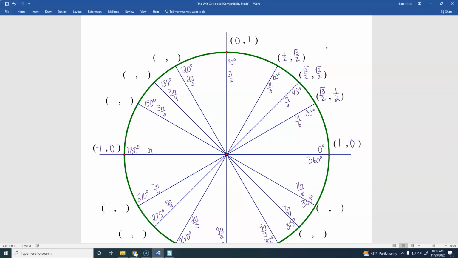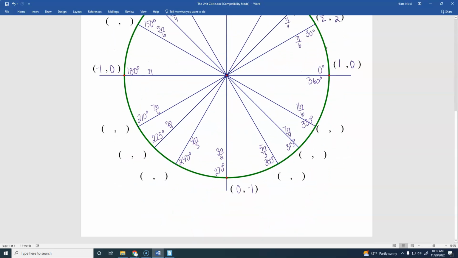Now I could continue to go around the unit circle, and we could do this for all of the problems, but we don't need to. Because if you know the first quadrant, you can figure out the rest of the quadrants pretty easily. Because over here in the first quadrant, both my X coordinate and my Y coordinate are positive. In the second quadrant, I'm going to have negative, positive, right? X coordinates negative, Y coordinates positive.